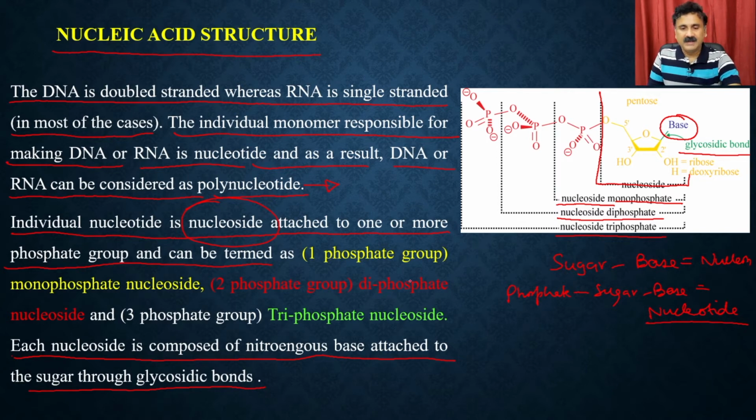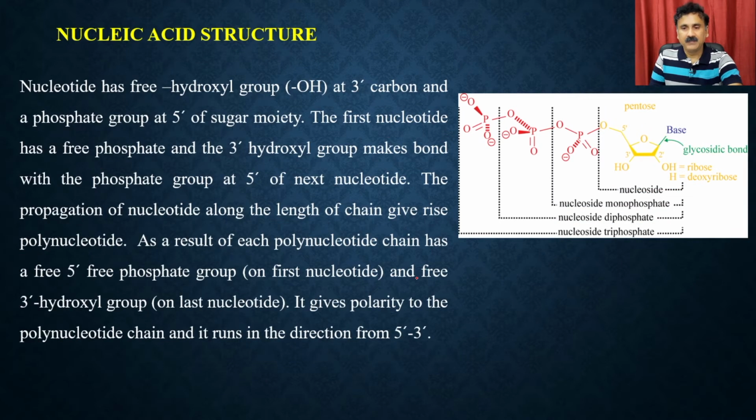Now, once the nucleotides are formed, they are going to be arranged in a particular fashion, right? The nucleotide has a free hydroxyl group at the 3' end, whereas it has a phosphate group at the 5' end. So this is the phosphate group at the 5' end.